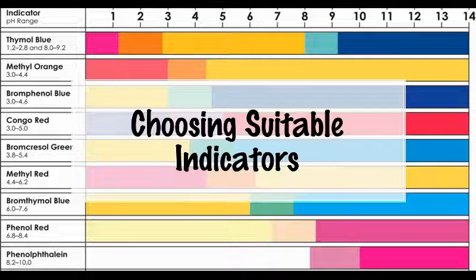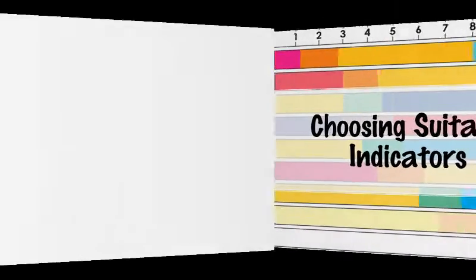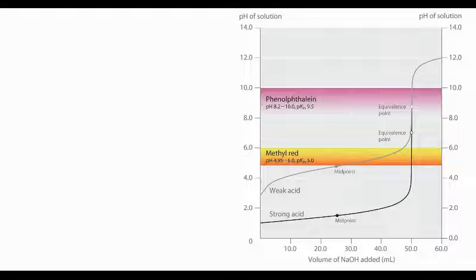When you carry out an acid-base titration, you use an indicator to tell you when you have the acid and base mixed in exactly the right proportions to neutralize each other. When the indicator changes color, this is often described as the endpoint of the titration. The question is, how do you choose the suitable indicator in the titration?